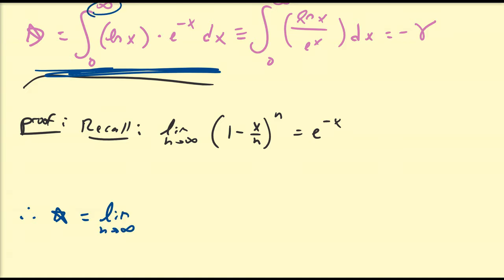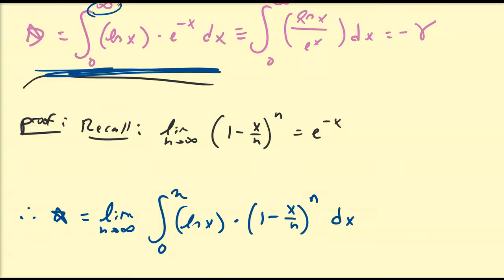So we're going to rewrite the upper limit in terms of an arbitrary number that's going to go to infinity. So we can combine that into this same exact limit. So we can rewrite this as the limit as n goes to infinity of the integral from 0 to n of the natural log of x times (1 minus x over n) all raised to the n dx.